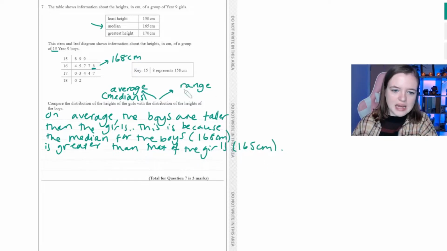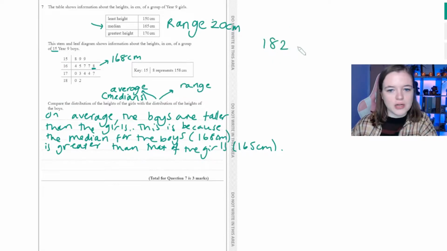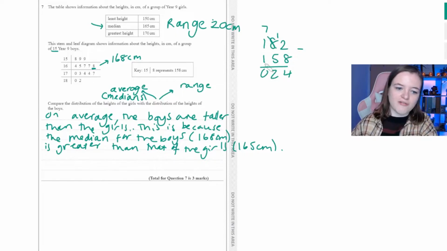Okay. Next up then is the spread, the range. So range is just highest take lowest. So for the girls, nicely laid out for us, we're going to do 170 take away 150. So the range for the girls is 20 centimeters. Then the boys, we're going to do 182 take away 158. Bit more awkward. Okay, let's do that. 12 take 8 is 4, 7 take 5, 2, 1 take 1 is 1. So the range there is 24 centimeters.